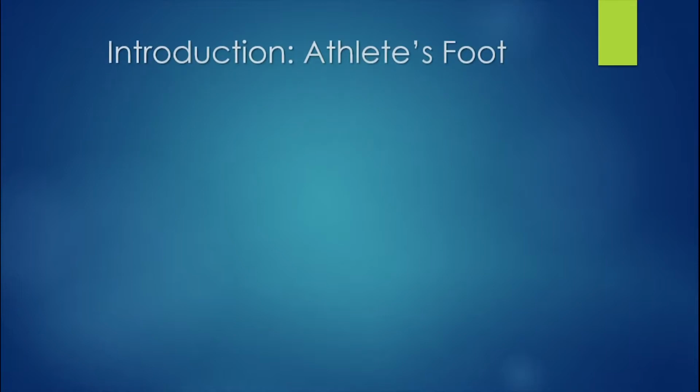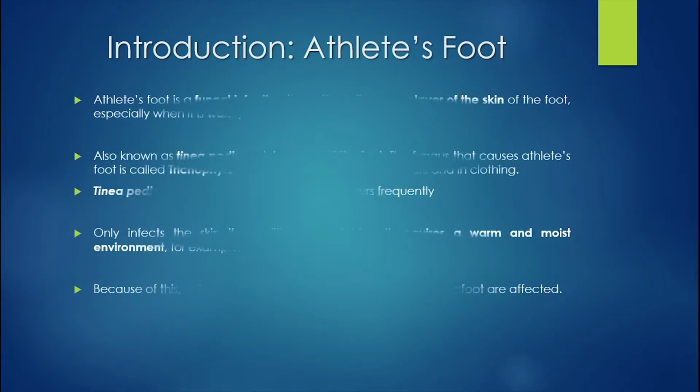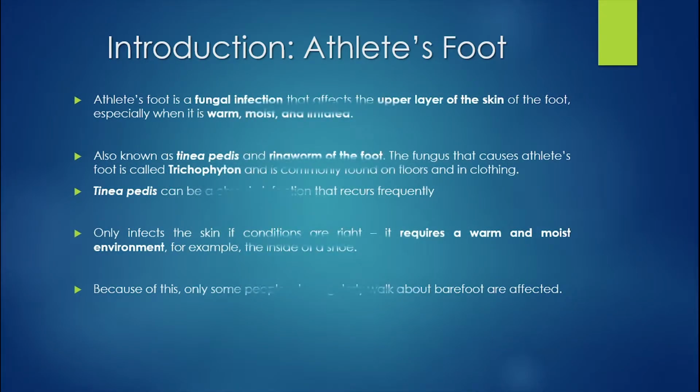Introduction: athlete's foot. Athlete's foot is a fungal infection that affects the upper layer of the skin of the foot, especially when it is warm, moist, and irritated, also known as tinea pedis, and ringworm on the foot. The fungus that causes athlete's foot is called trichophyton and is commonly found on floors and clothing. Tinea pedis can be a chronic infection that recurs frequently.